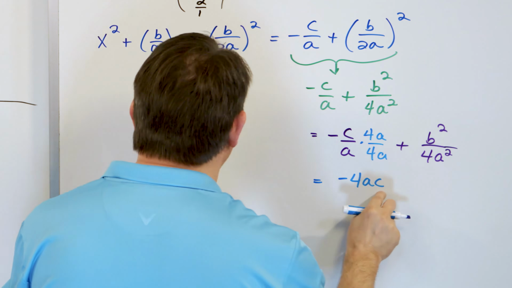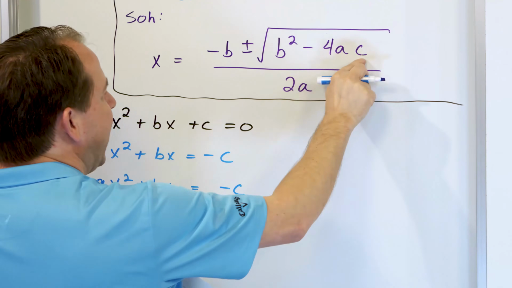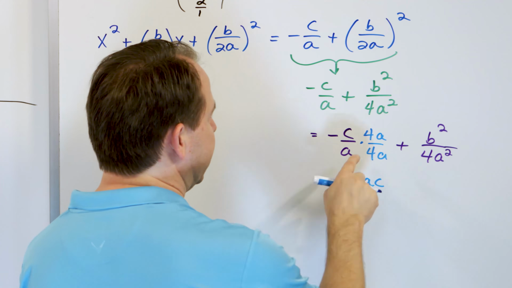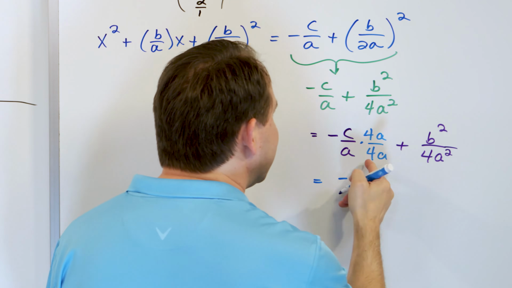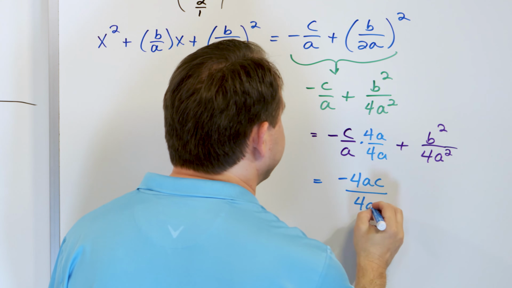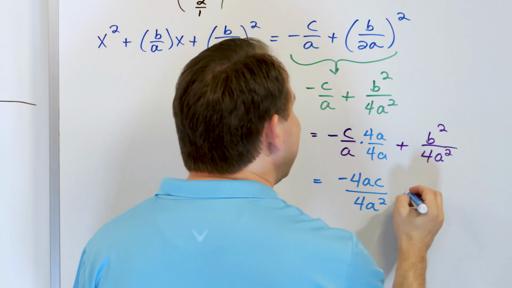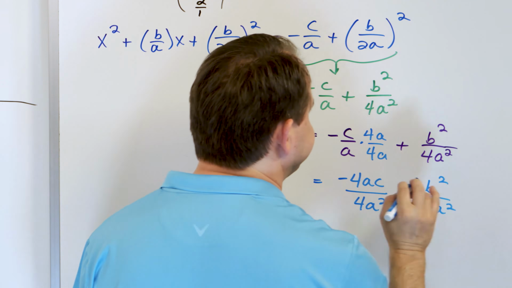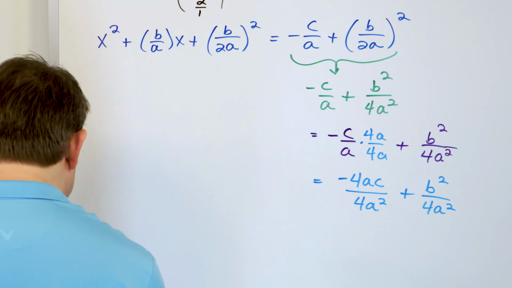Notice that this by itself is starting to look reminiscent. I have a 4ac in there, so I'm kind of feeling like this is looking a little bit like the quadratic formula. Negative 4ac on the bottom is 4a squared. All right, and then I'm adding it to b squared over 4a squared. So now I have a common denominator.